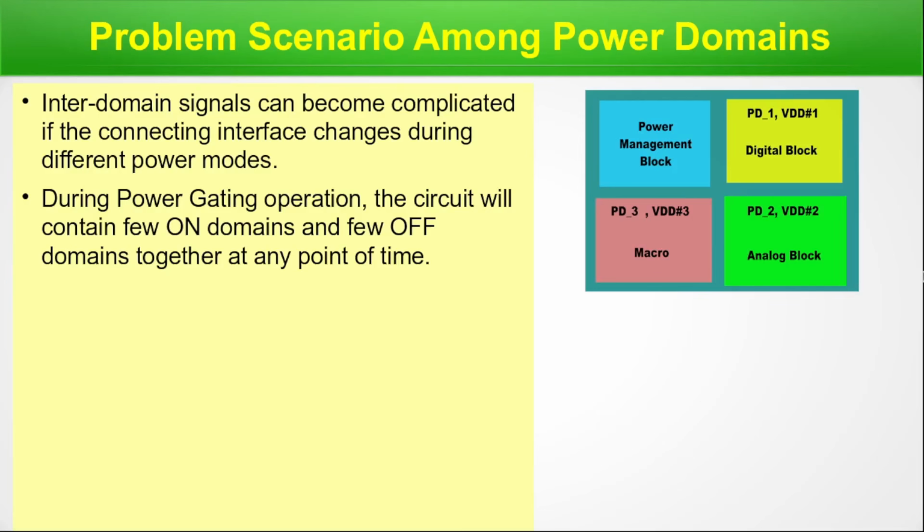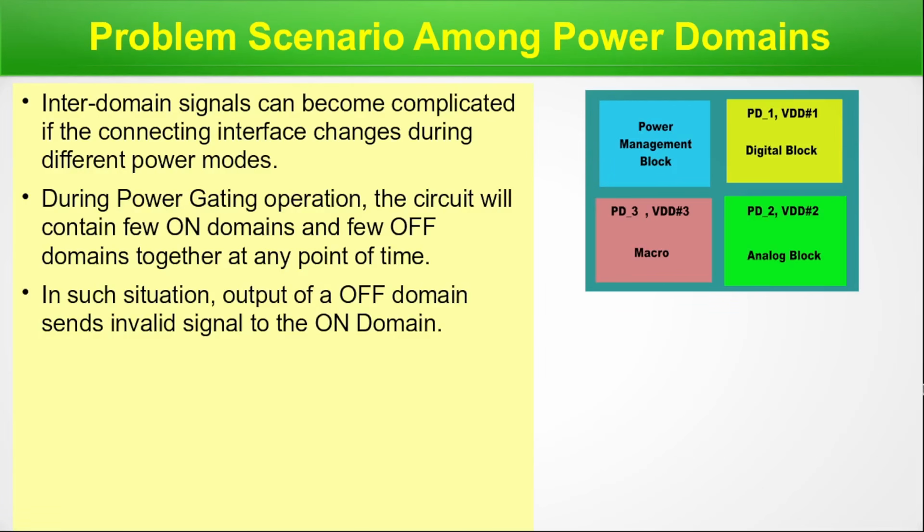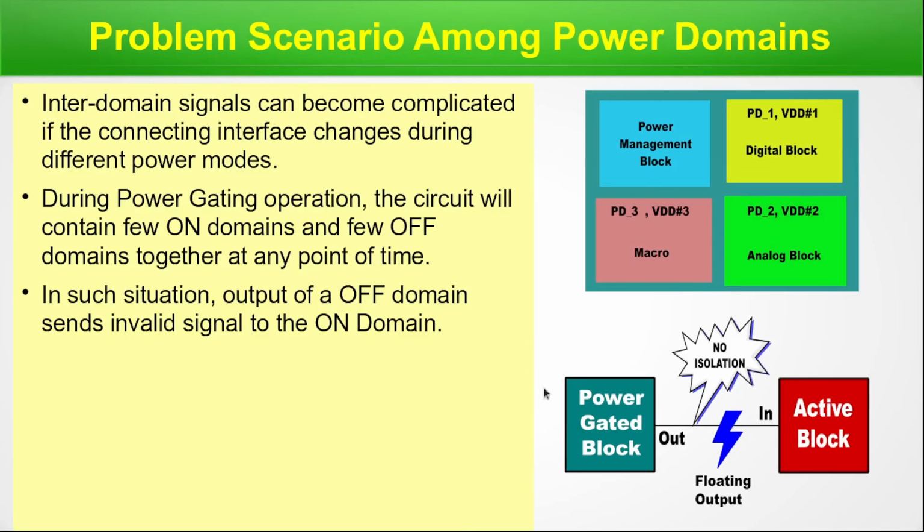During power gating operation, the circuit will contain a few on domains and a few off domains together at any point of time. So here in this particular picture, you can see this digital block is on, and the macro block is off, and the analog block is on. So at some point these two are on, this is off. As I have said, these blocks are interconnected, so what can happen? Let us see. In such a situation, the output of an off domain sends an invalid signal to the on domain. And this is the scenario of what happens.